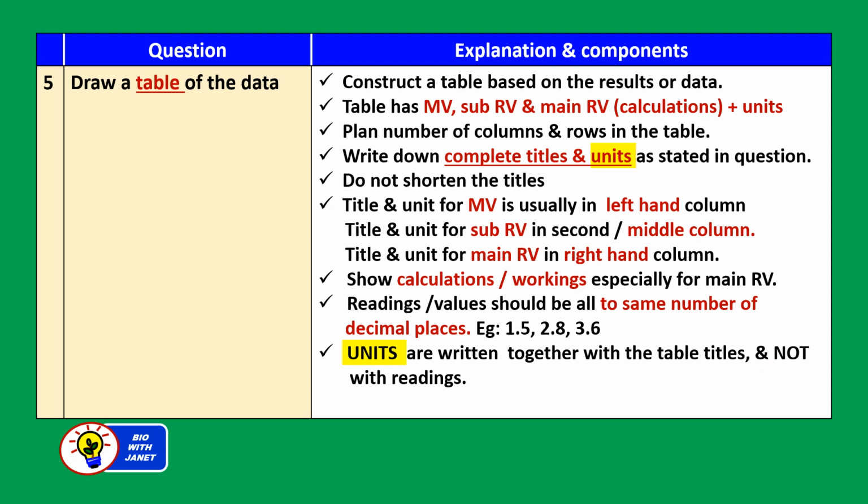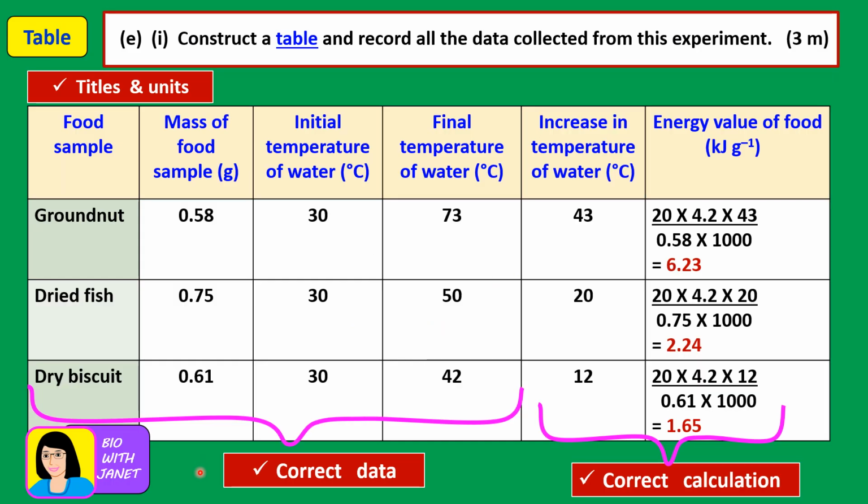Okay, now let's look at some examples. So here's an example of a table. Okay, the question is construct a table and record all the data collected from this experiment. 3 marks. Okay, so again, at the top here, we have all the titles like food sample, mass of food sample in grams. All right, this is you weigh the mass of the food sample by using the electronic weighing scale, right? And then quickly write down the mass. All right, and the number of decimal places must be consistent. For example, to 2 decimal places here for all the 3 food samples.